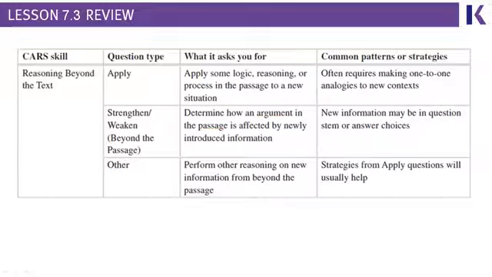Finally, we get to reasoning beyond the text. We see the apply question type, where we take information from the passage and apply it to a new situation. And then there's also strengthen and weaken questions here, but these go beyond the passage. There's newly introduced information, and we might see this new information in the question stem or the answer choices. There's also other questions here, and again, not very many of those in the CARS section.